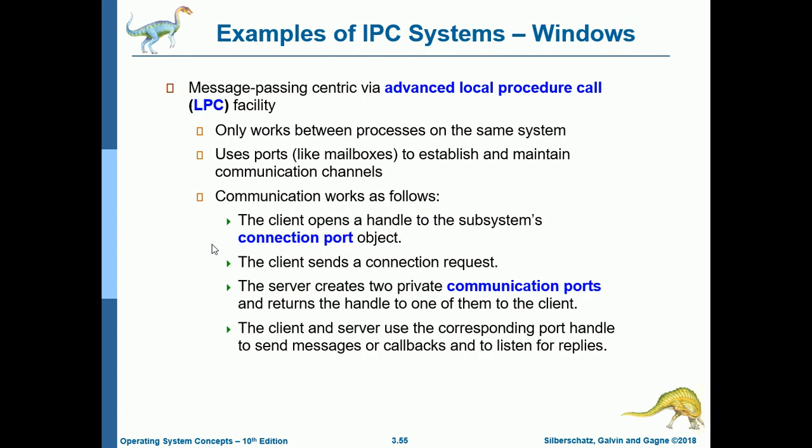Okay, how about IPC systems of Windows? It is message-passing centric via the Advanced Local Procedure Call, or ALPC, facility, which only works between processes on the same system. It uses ports like mailboxes to establish and maintain communication channels. Communication works as follows: the client opens a handle to the subsystem's connection port object. The client sends a connection request. The server creates two private communication ports and returns the handle to one of them to the client. Then the client and server use the corresponding port handle to send messages or callbacks and to listen for replies.